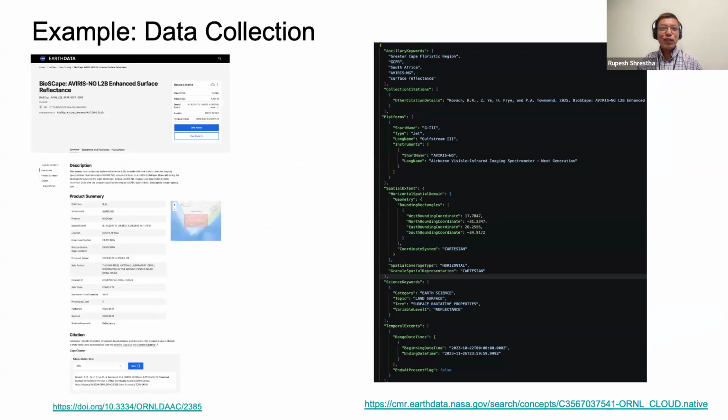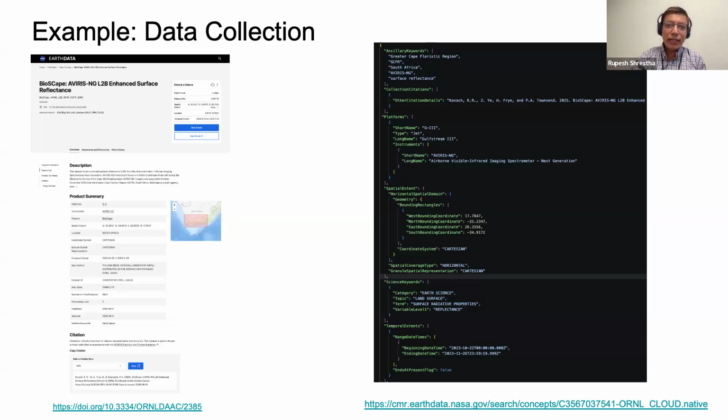This is an example of a data collection from the NASA Earth Data website. This particular data set is from NASA's BioSCape campaign, which collected data in 2024 from a range of airborne instruments over the Cape region of South Africa. These data sets provide information on surface thickness, this particular one from the AVIRIS-NG instrument, which is an airborne imaging spectrometer from NASA JPL.